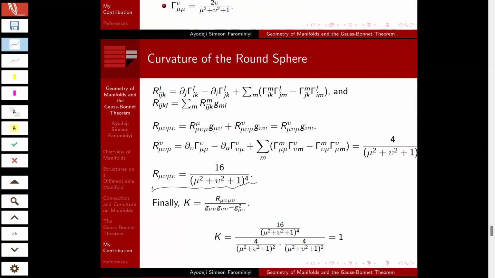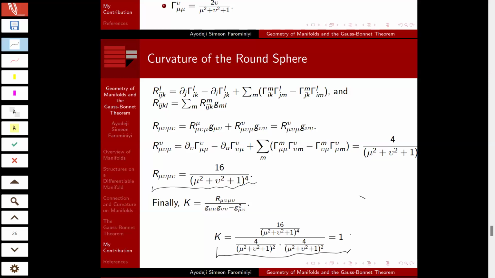Then finally, the sectional curvature, using the formula we defined earlier, is given by this, and we get that the curvature is equal to 1. It makes sense that the Gaussian curvature of the sphere is a constant 1. That is, it is constantly curved, and it is equal to 1.